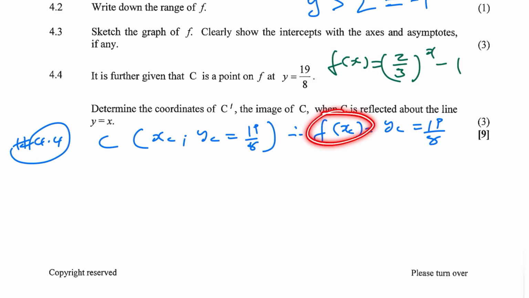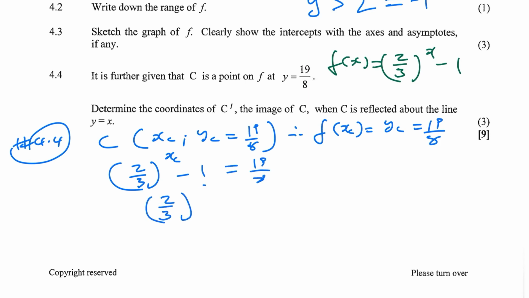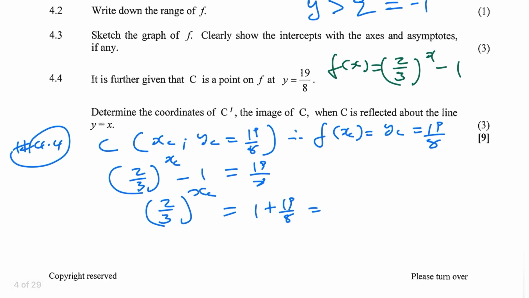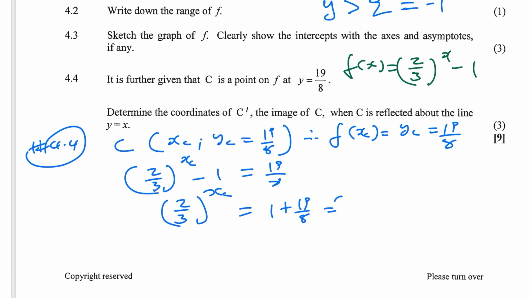So, what do we know? f of xc is equal to 19 over 8. Where it is x, I'm putting xc. So you're going to have 2 over 3 to the power xc minus 1 is equal to 19 over 8. 2 over 3 to the power xc is equal to 1 plus 19 over 8, which is equal to 8 plus 19 over 8, that is 27 over 8. So you have 2 over 3 to the power xc is equal to 27 over 8. And this could be written as what?